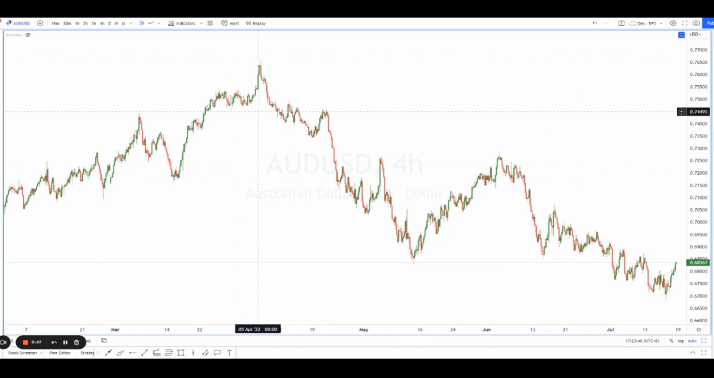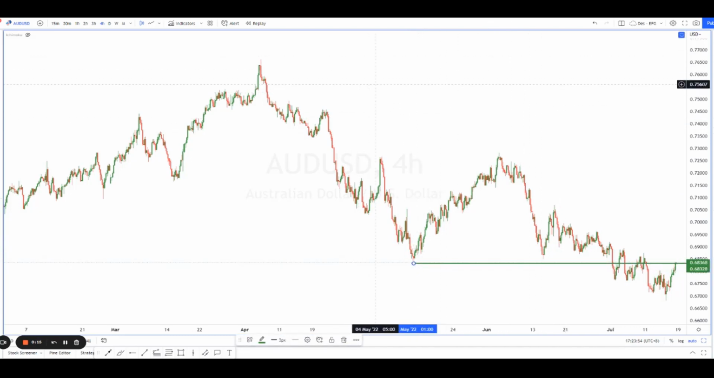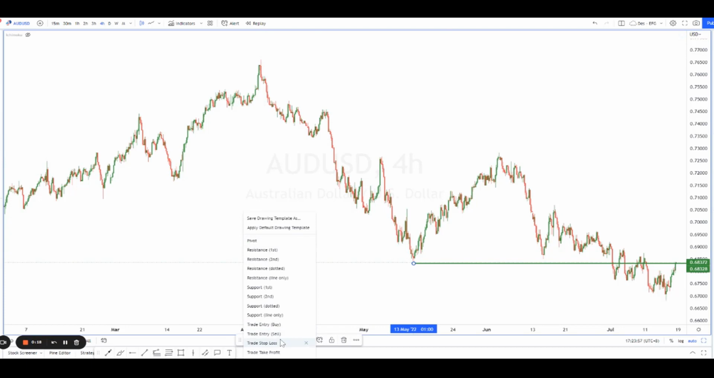Today we're looking at Aussie dollar, right? What I like about Aussie dollar is that price is now testing this strong pullback resistance up here. So this to me is a really nice setup.